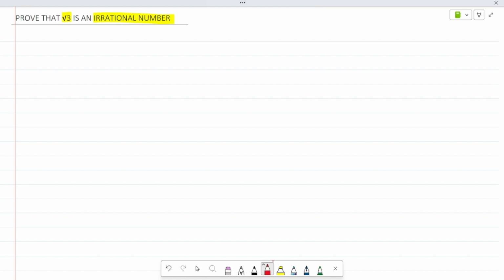So firstly, what is it? Let us assume, on the contrary, that root 3 is a rational number, because I already told you that we are making use of the method of contradiction over here. So if I consider root 3 to be a rational number, what goes next?